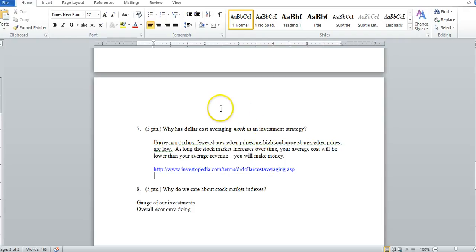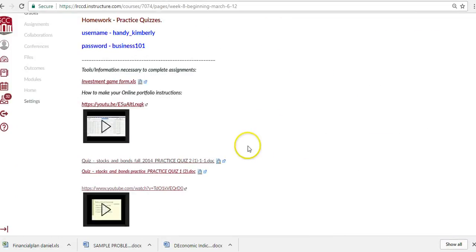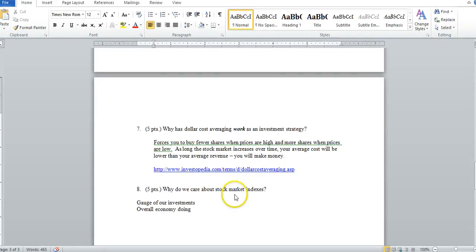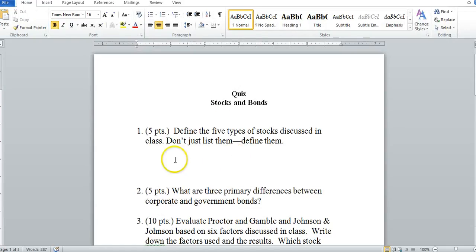All right. So now I've done this one. Let me go back in here and see if your other quiz has anything on it that I didn't cover. Okay, here you go. First question. Define the five types of stocks. I'm going to give you one example of this. So one type of stock would be an income stock. Okay, income stocks. What does it mean?